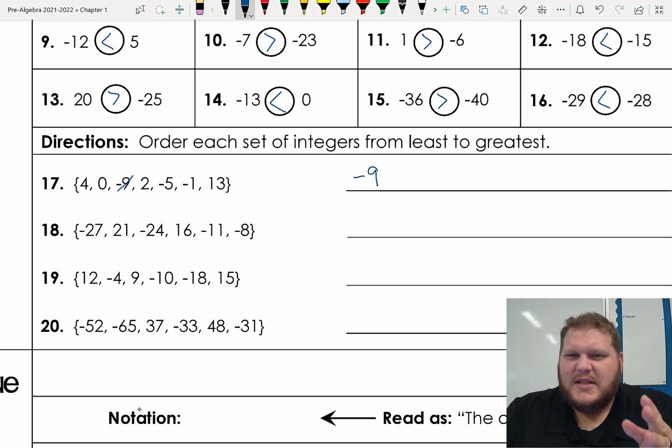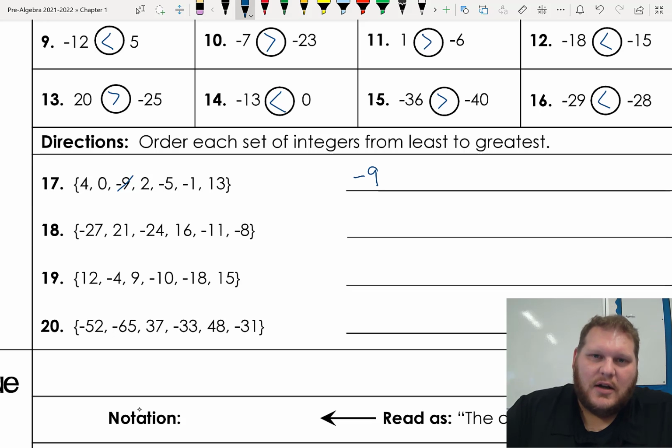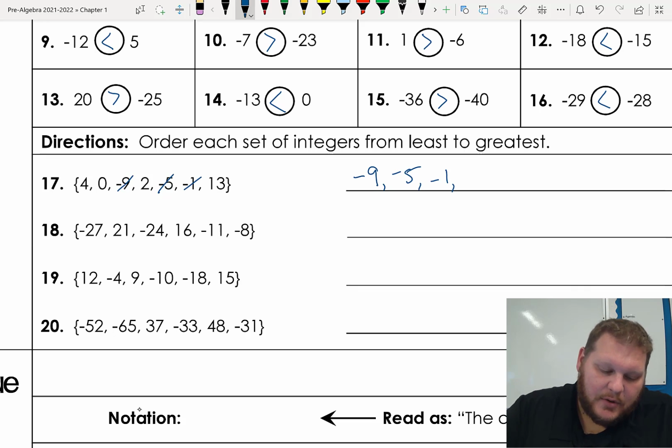So, and you can do this, you can do little annotations. I usually like to cross stuff out when I'm working through a list and putting it in order. So my next smallest number would be negative 5. That's my next biggest negative. Negative 1 is my last negative number.